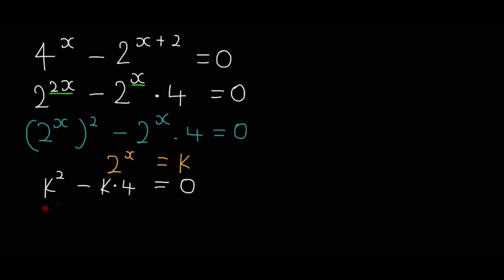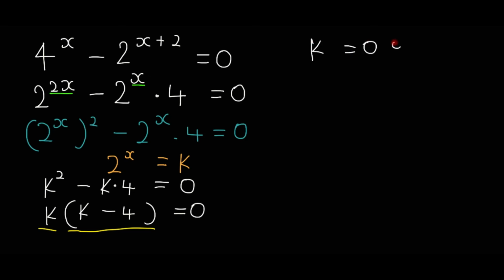So re la gore ke ntšha k as a common factor, because the idea is to solve the value of k. So re la gore mo ke ba le k, and then minus 4, and then is equals to 0. And then from there, I derive the same thing. So from there, k is equals to 0, or k is equals to 4.